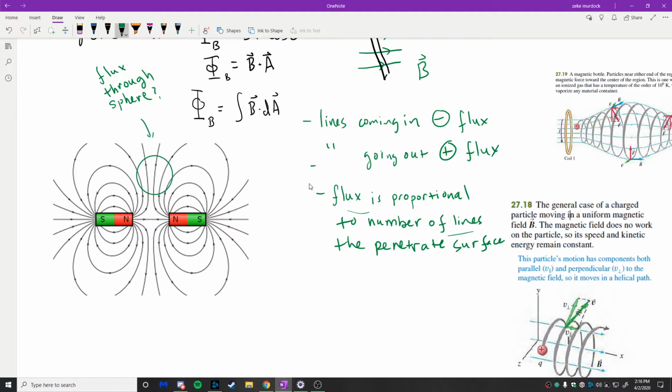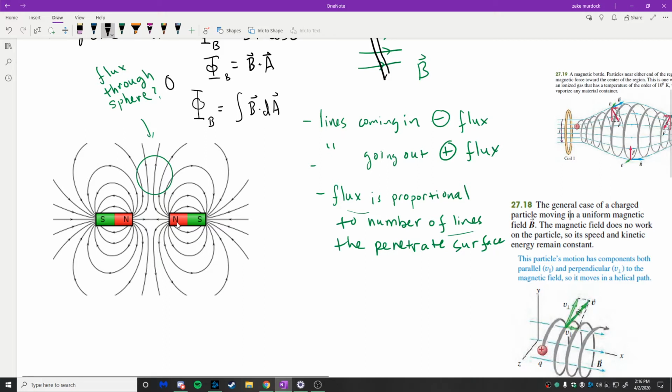I see 5. Do you guys agree? 5? Yeah, someone else put 5 in the chat, right? There's one right here, one right here, here, here, and here. That's 5, right? And how many lines go out of the surface? 5, right? So what's the net flux? 0, right? The net flux through the sphere is 0.